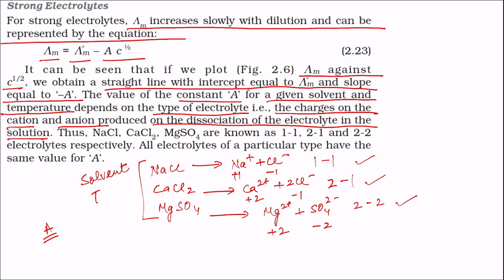So it can be seen that the value of A depends upon the type of electrolyte, which in turn depends upon the charge on the cation and anion produced on the dissociation of the electrolyte.